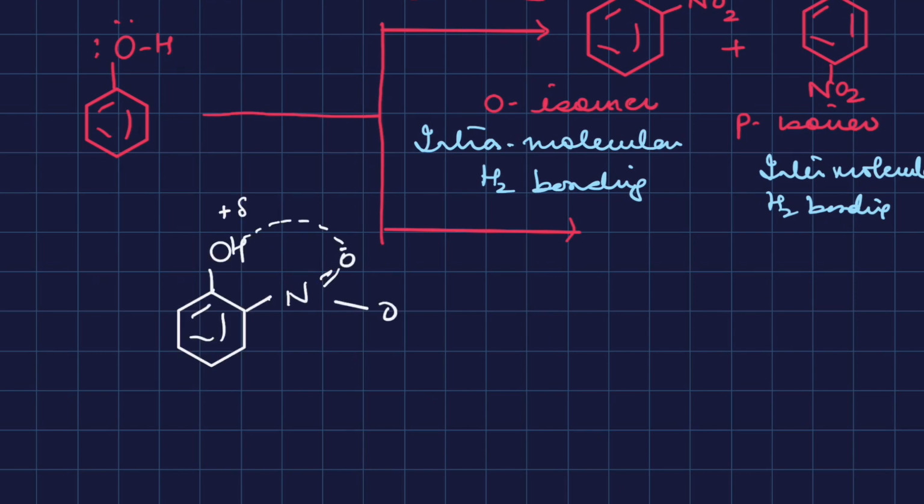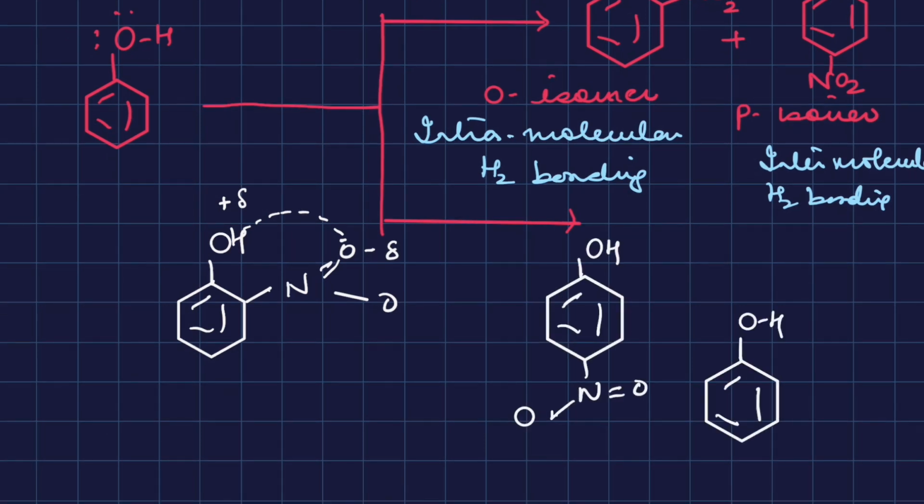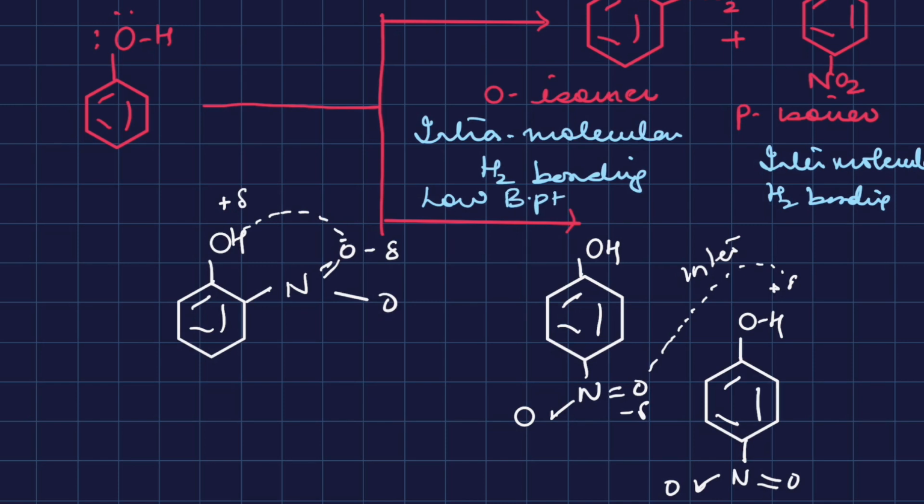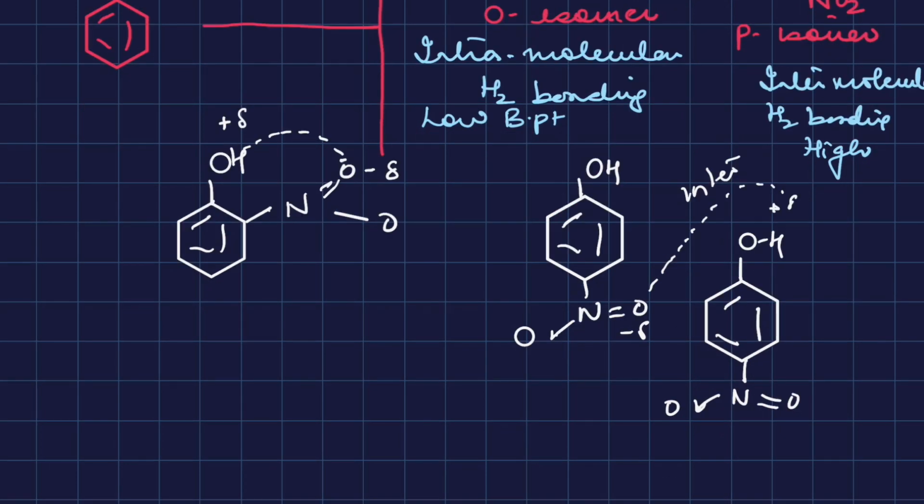This plus and the negative charge on oxygen form intramolecular hydrogen bonding, whereas this plus will combine with this minus charge on oxygen, so they form intermolecular hydrogen bonding. So intra will have a low boiling point, whereas inter will have a high boiling point, and their separation will be very easy.